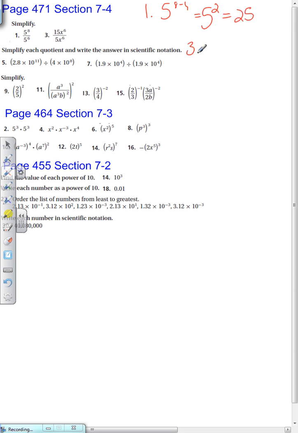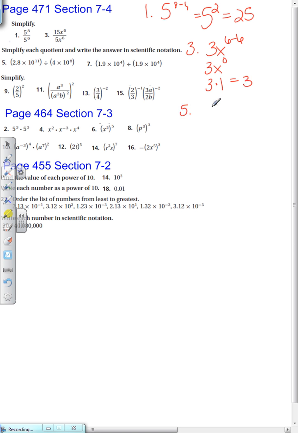Number 3, I can do 15 divided by 5 and get 3, and then x to the 6th divided by x to the 6th, keep the x, subtract the exponents. So that ends up with 3x to the 0 power, but anything to the 0 power is 1, so really the problem is just 3 times 1, and you get 3.